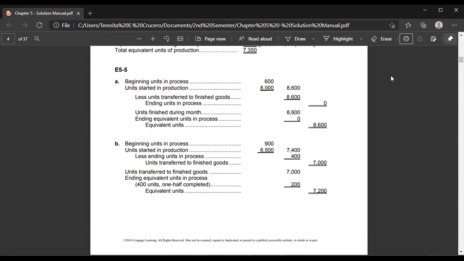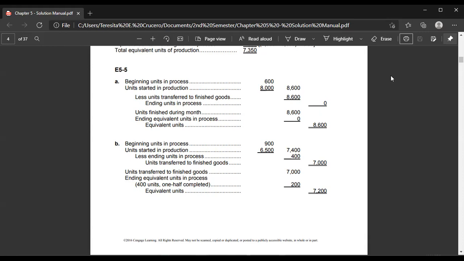So if the units to be accounted for is 7,400 and you have 400 units in the ending inventory, meaning the units completed is 7,000. Units completed is 7,000, meaning 100%. And the ending inventory is 400 units. We multiply by 1/2, so you get 200. The equivalent units is 7,200. That's in letter B.